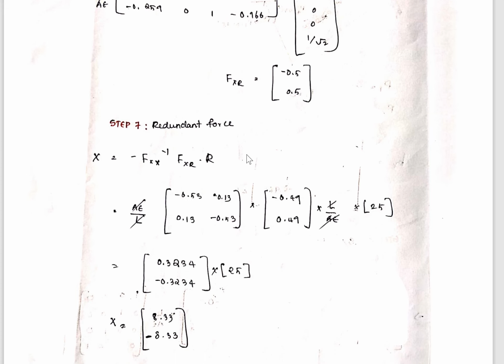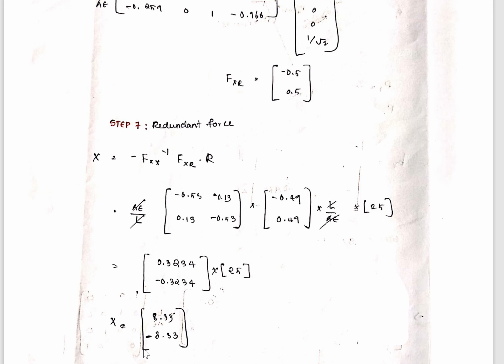Now let's calculate the redundant force matrix capital X. The unknown forces in the matrix is given by minus Fxx inverse into Fxr into R. So minus Fxx inverse matrix, multiplied with Fxr, then multiplied with the capital R, which is 25. So capital X is equal to 8.33 and minus 8.33. That is, the member force in BE is 8.33 and the member force in CE is minus 8.33.